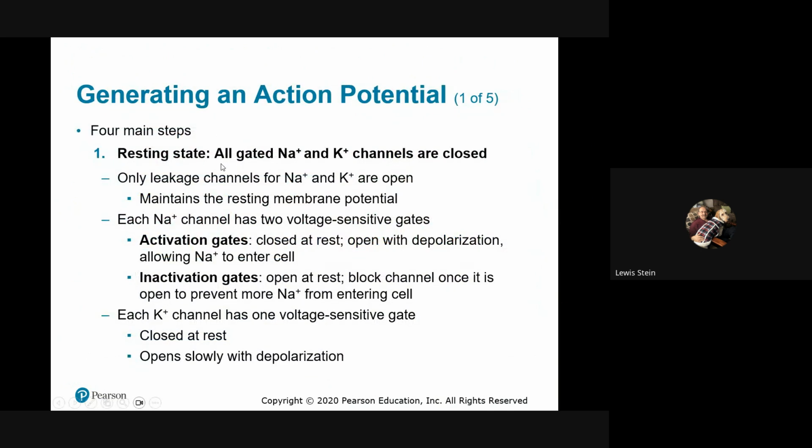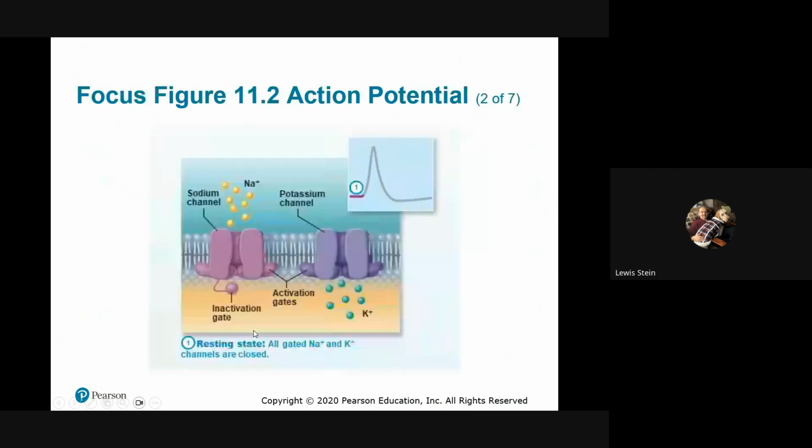So these gated sodium and potassium channels are closed when the nerve is at rest. Only those leakage channels are there. The only thing that's really active are those sodium potassium pumps when they need to be. Each sodium channel has 2 voltage sensitive gates. Closed at rest, opens with depolarization, that's the signal to fire, allowing sodium to enter the cell. The inactivation gates are still open at rest, but they block the channel once it is open and sufficient sodium has flowed through. It swings over and blocks it. And the potassium is either open or closed.